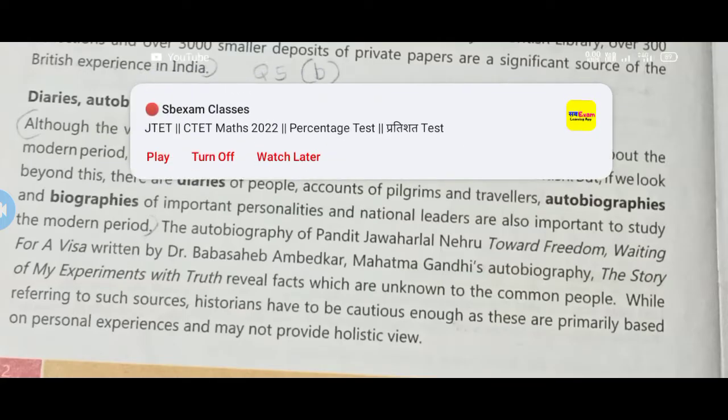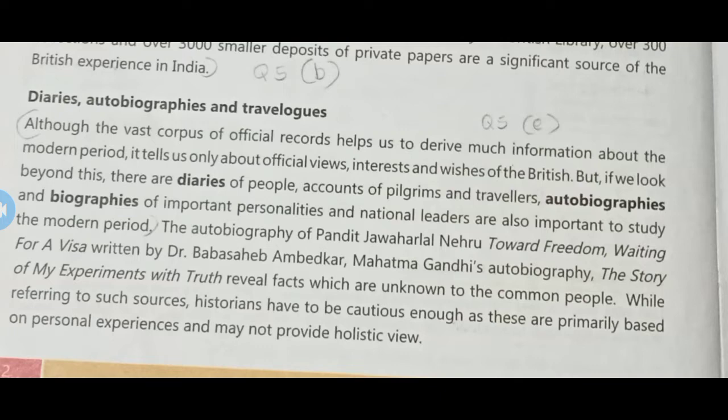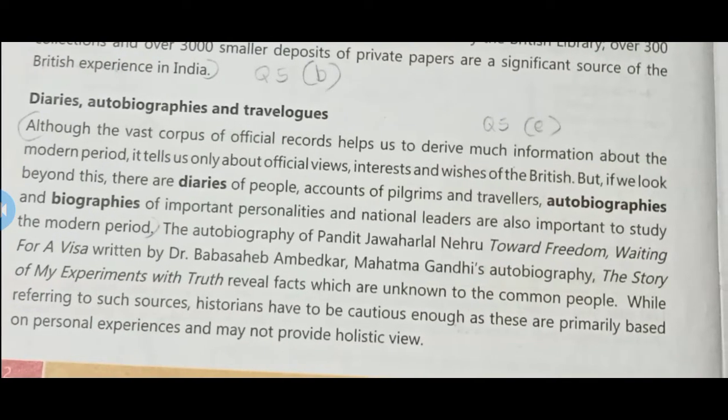The autobiography of Pandit Jawaharlal Nehru, Towards Freedom, and Waiting for a Visa, written by Dr. Babasaheb Ambedkar, and Mahatma Gandhi's autobiography, The Story of My Experiments with Truth, reveal facts which are unknown to common people. While referring to such sources, historians have to question enough, as these are primarily based on personal experiences and may not provide a holistic view.